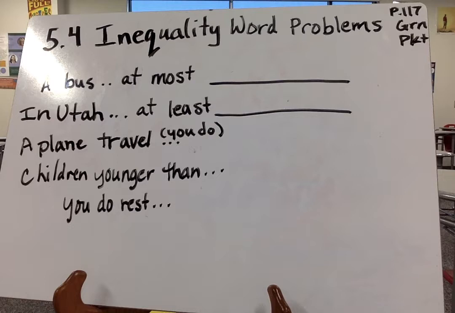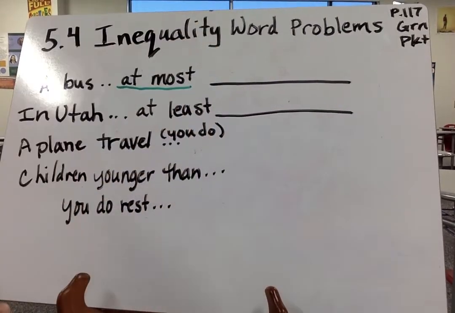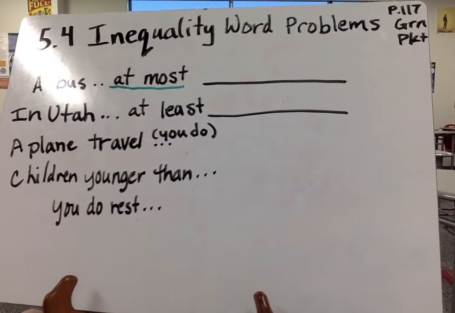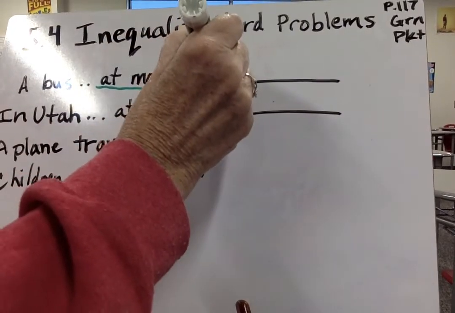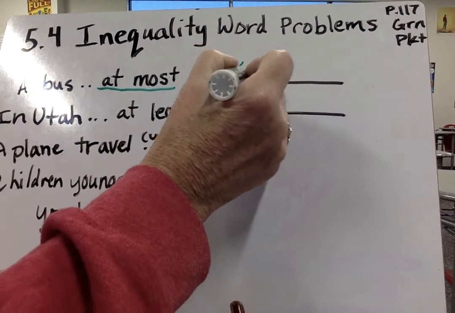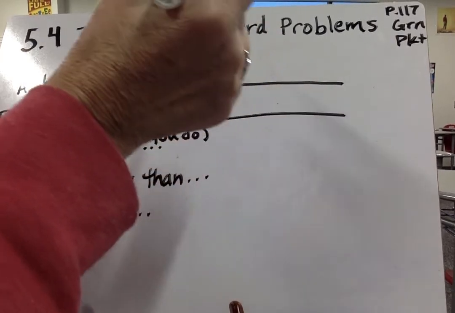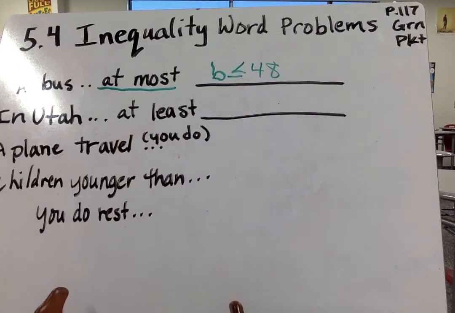A bus can seat at most 48 students. So the key words here are "at most," because people tend to not know exactly what that is. Think about if we had at most 100 people in this room, that means we would have 100 or less people in this room. So we're going to use B because that's a bus. At most is going to be less than or equal to, and this one was 48 students. And that's what we write there.